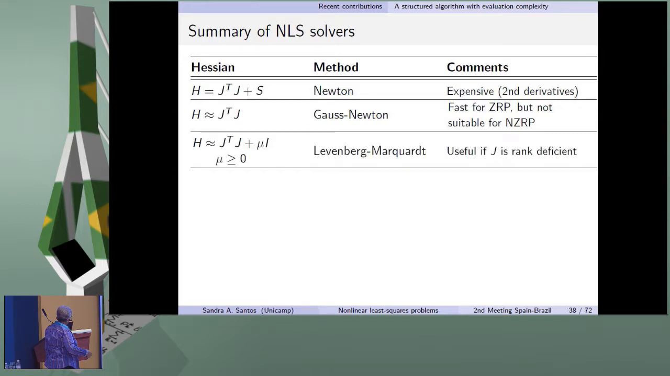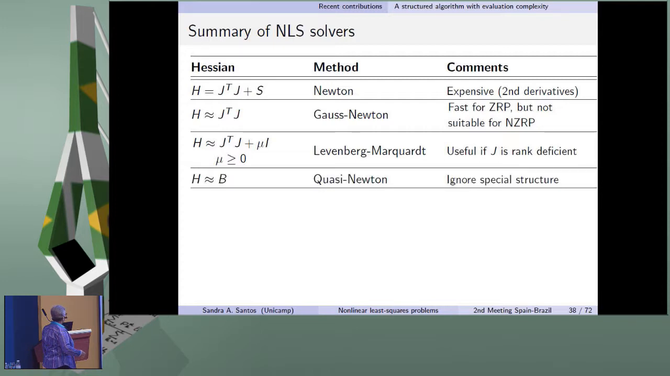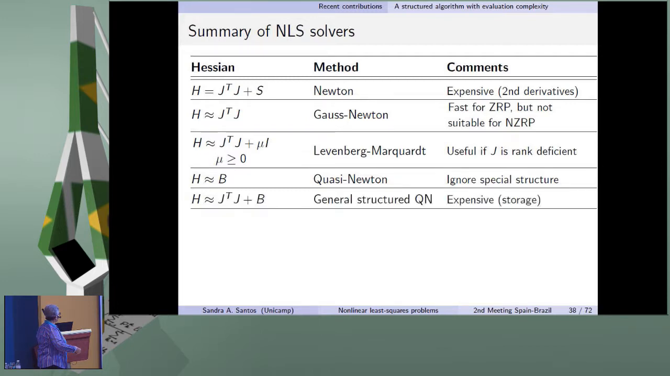The idea of Levenberg-Marquardt was to shift the spectrum of J transpose J with this non-negative parameter that is very useful when we have rank deficient problems. Also, the whole Hessian might be approximated in a quasi-Newton fashion, and then the structure of the problem is just ignored. Or we could use the quasi-Newton idea to update just the part that contains the second order derivatives.